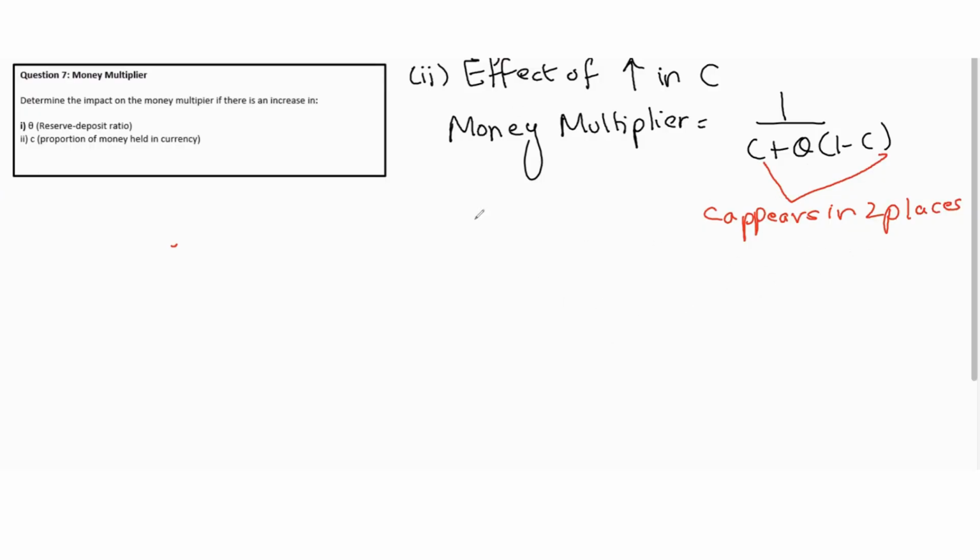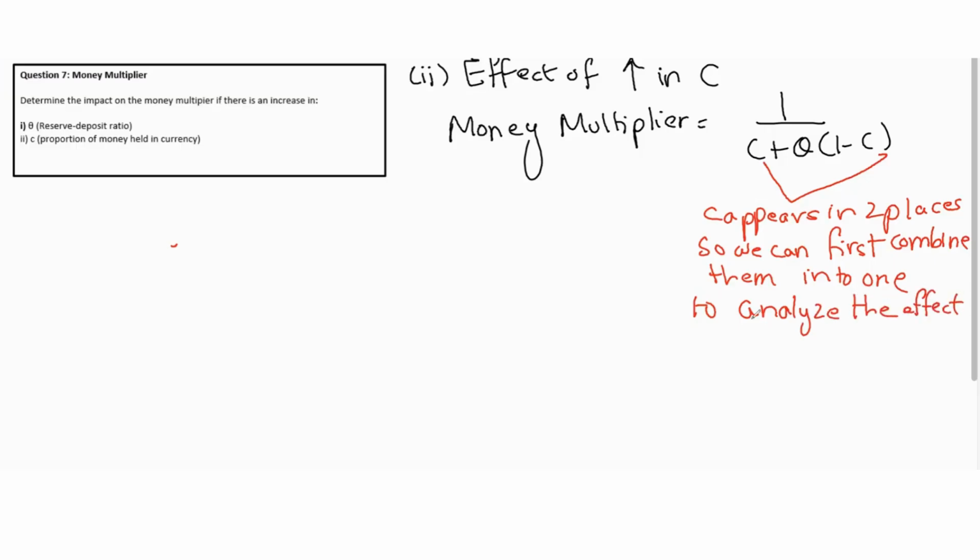So we can first combine the two C's into one to make it easy to analyze the effect of C. We can open this up: c plus theta minus theta c. And then you can write this as c minus theta c plus theta.